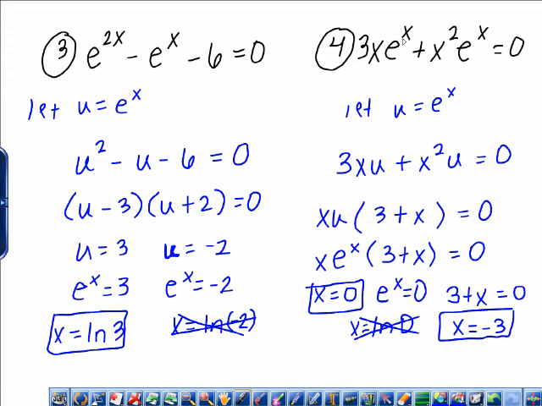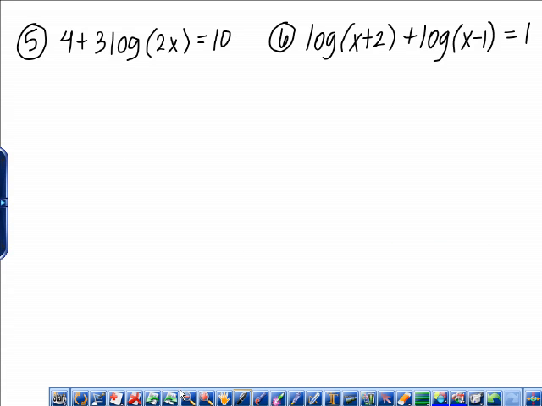But what if your original problem has a log in it? That's when you're going to have to start checking for extraneous solutions. So we're going to see that next. On number 5, we have 4 plus 3 log 2x equals 10.